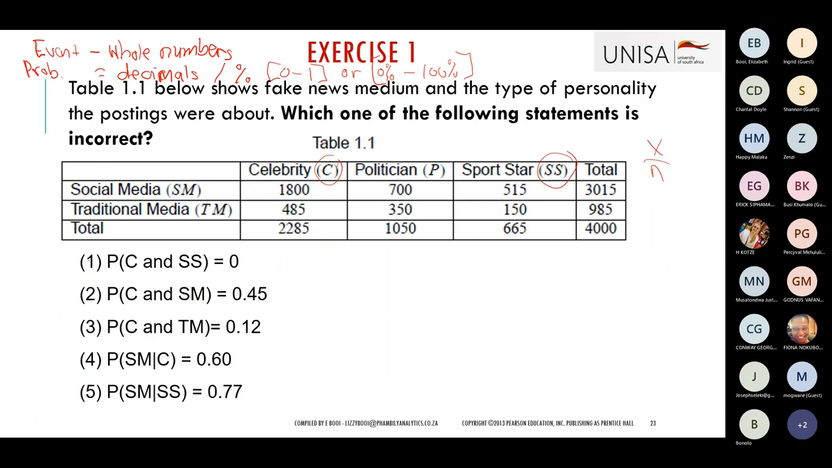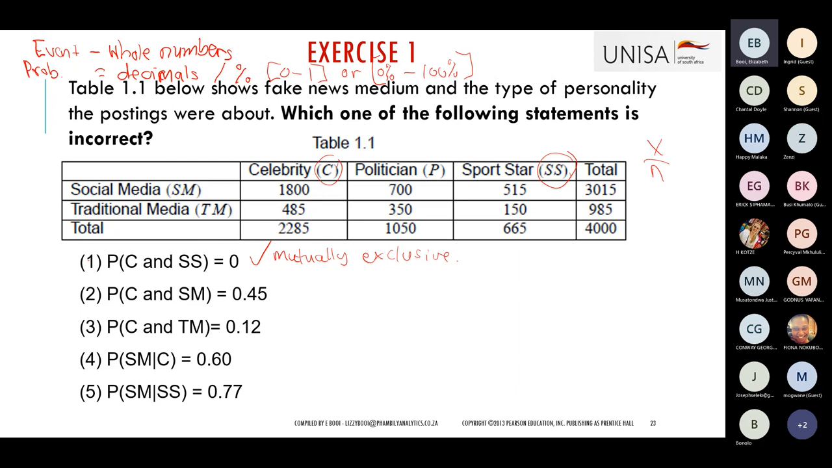That is your question. Are we able to find the joint event? For example, a joint event celebrity and SM is 1,800. Is celebrity and superstar, can we find joint events? No, it's an impossible event because they are from the same variable, the same category. So a person in this instance cannot be a celebrity and be a superstar. They are mutually exclusive. So this is correct because they are mutually exclusive.